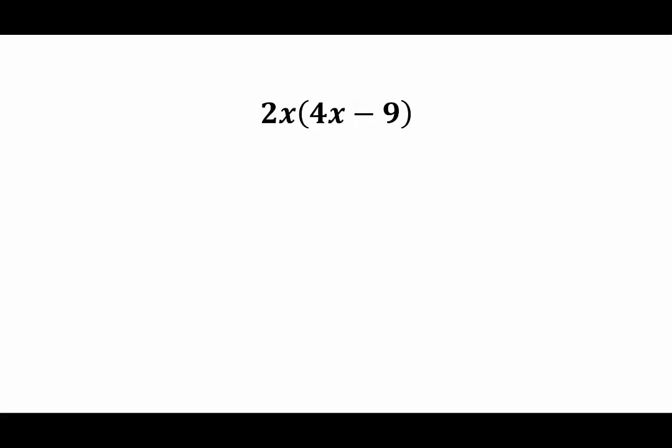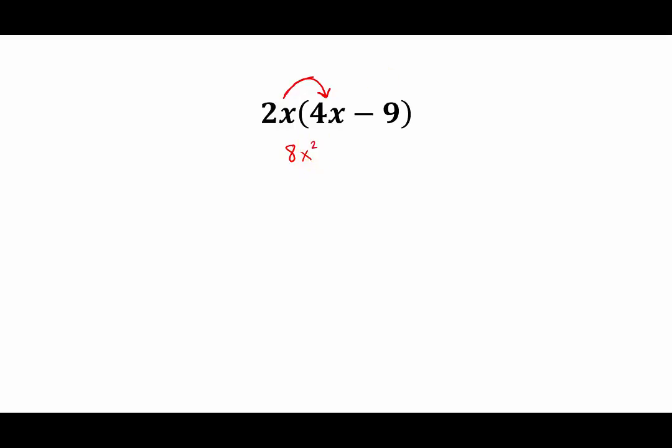Our final example here has a variable on the outside. It also has a minus sign on the inside of the parentheses, or part of the quantity. Same process. Draw in the arrows. They'll help you see the multiplication. 2 times 4 is 8. x times x is x squared.